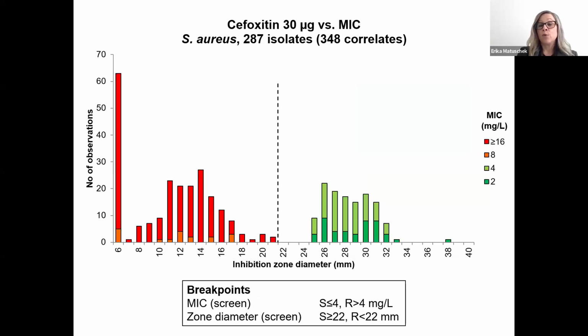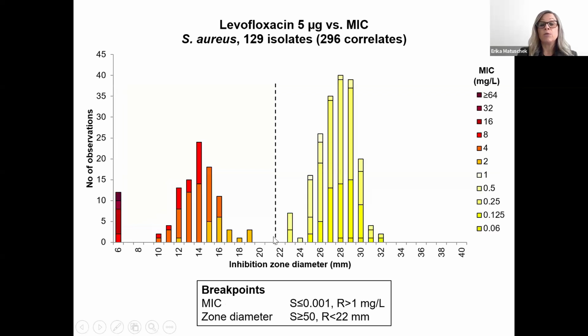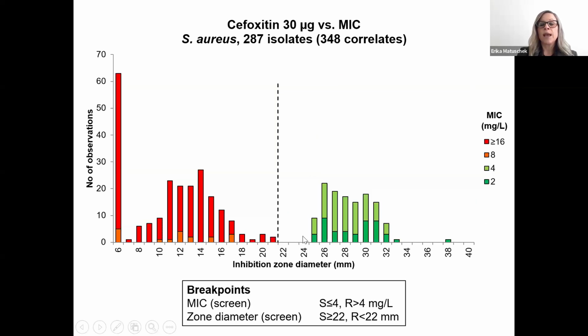Back to Staph aureus and cefoxitin. Here again, we have tested both isolates that are wild type and those with resistance mechanisms. We don't have a clinical breakpoint for cefoxitin, but we have a screening breakpoint. So isolates with MICs of 4 and below should be screen negative and be above the zone diameter screening breakpoint. What you can wonder when you see this picture is why the breakpoint is here at 22, and there is a gap in between.